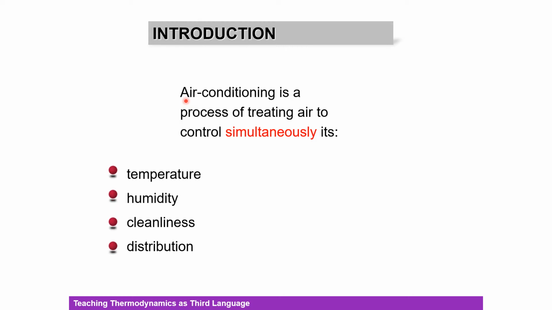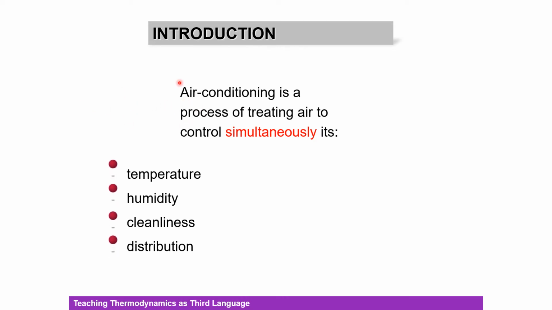And thirdly is the distribution. If you have a central air conditioning system, you will need to distribute this cool or hot air around the entire distribution system, and this air conditioning system allows you to do that. So as you can see here, we have a process.